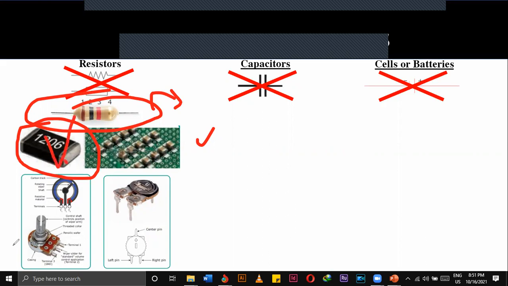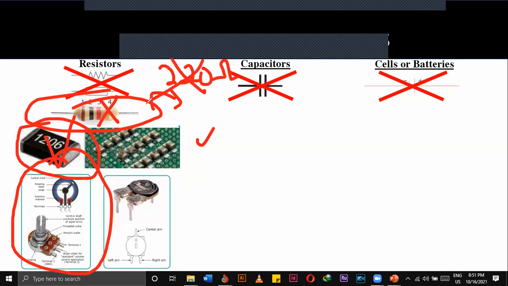This one is a potentiometer. I will have a project using a potentiometer, so in our future class we will discuss how to use it. This one is called a variable resistor. This one is a fixed resistor. We can't change the value of this one. 220 ohm means this is fixed. We can't change it.